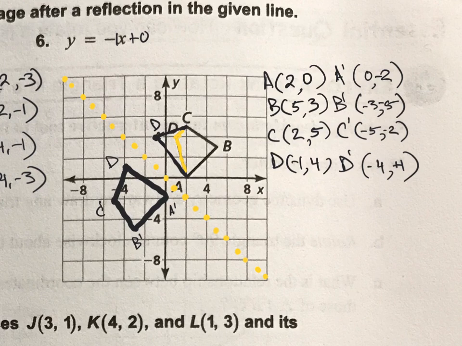So if the x is negative, then you have to make it negative. Change both of them. No, change their signs. You still flip them, but you change their signs.